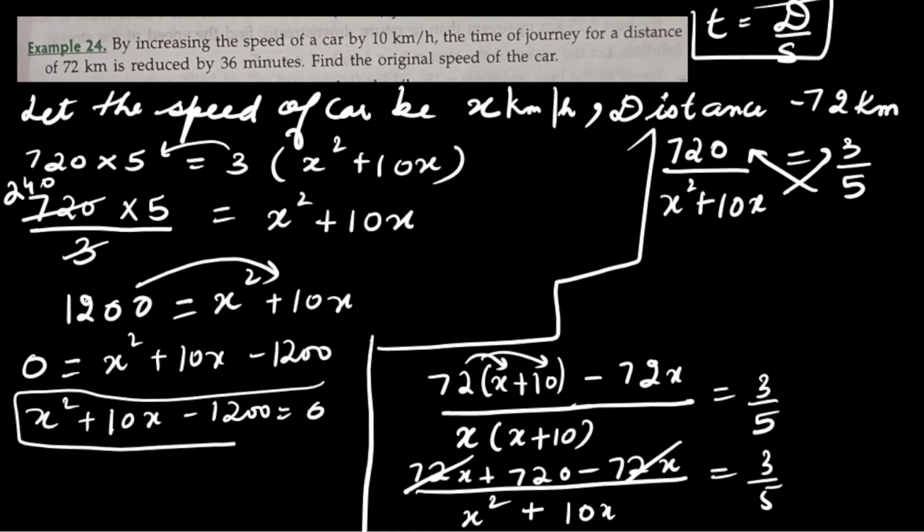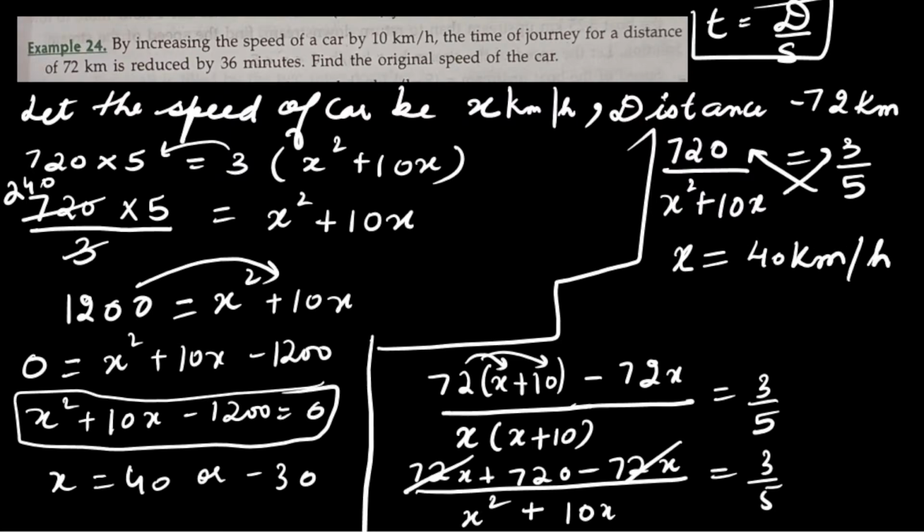This is the required quadratic equation. The x value Tarun has already given: x is equal to 40 or minus 30. So 40 we can consider because speed cannot be negative. You have to write that speed cannot be negative. Therefore the original speed of the car is 40 kilometers per hour. The conclusive statement you always have to write at the end of the question.